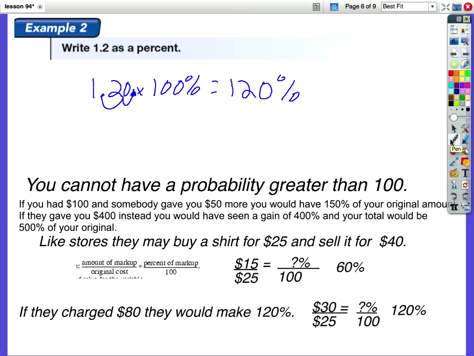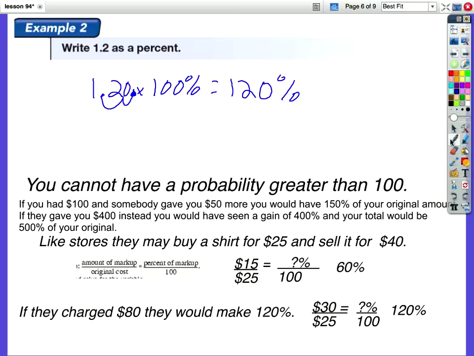You can have a percent greater than 100. So if you had $100 and someone gave you $50 more, you would have 150% of your original amount. If they gave you 400 instead, you have seen a gain of 400%, and your total would be 500% of your original. So let's think about stores. A store may buy a shirt for $25 and sell it for $40.